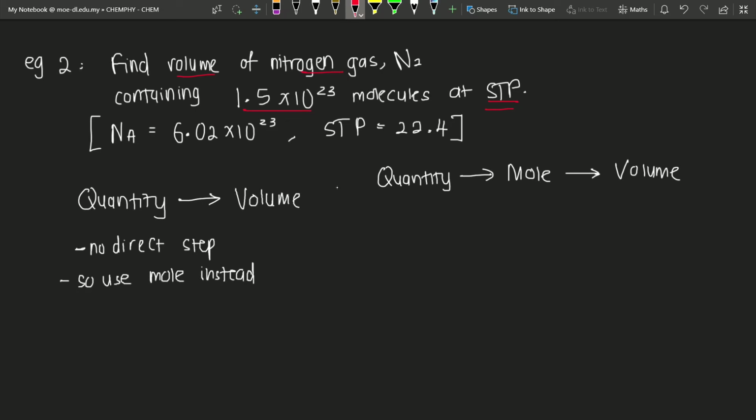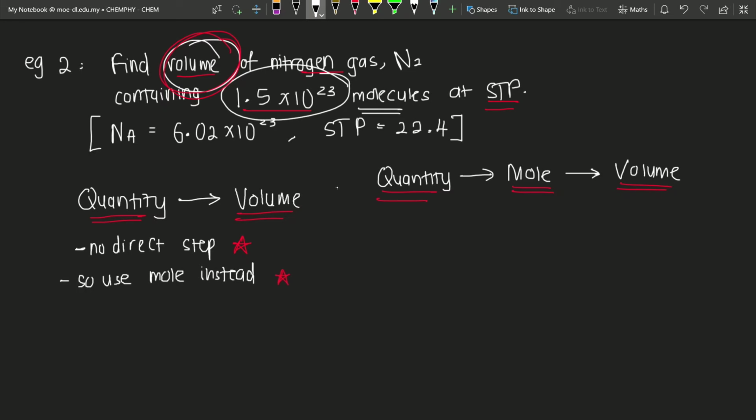If you read the question carefully, it asks for the volume of nitrogen gas, given the number of molecules is 1.5 × 10^23. So the question asks you to convert from the number of particles, the quantity, to volume. There is no direct step, so you will use the mole instead. Our step will be from quantity, which the question gives, converted to mole first. After you find the mole, you convert to the volume, because the question asks for volume.